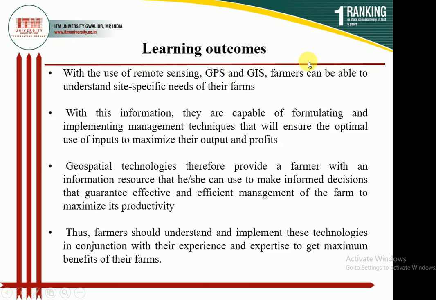Here are some learning outcomes of this chapter. The first is that modern techniques like remote sensing, GPS, and GIS help the farmer understand the site specific needs of their particular farm. This information helps in minimizing the application of inputs and maximizing output and profit. Geospatial technology provides the farmer all the information available about that particular farm. The farmer can understand and implement those technologies for maximizing his output.